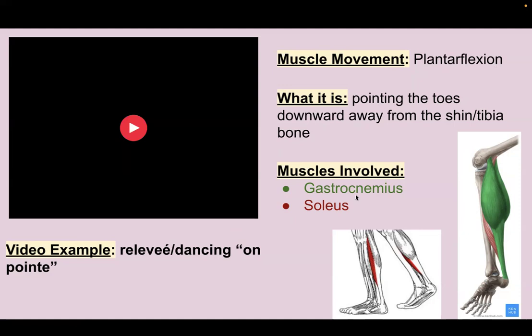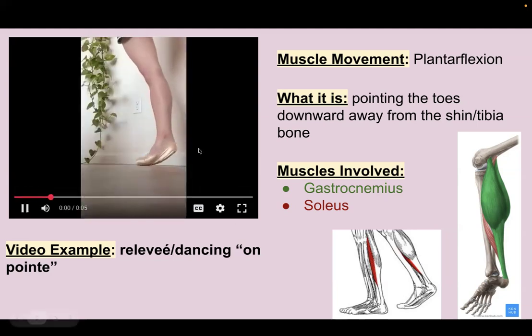And then the muscles involved. So the gastrocnemius, which is the fancy scientific name for the calf muscle, shown in green over here. And then the soleus, which is deeper than the gastrocnemius or sitting more anterior to the gastrocnemius muscle. So just some of the main muscles involved. And then you're also going to include a little video to show that muscle movement.